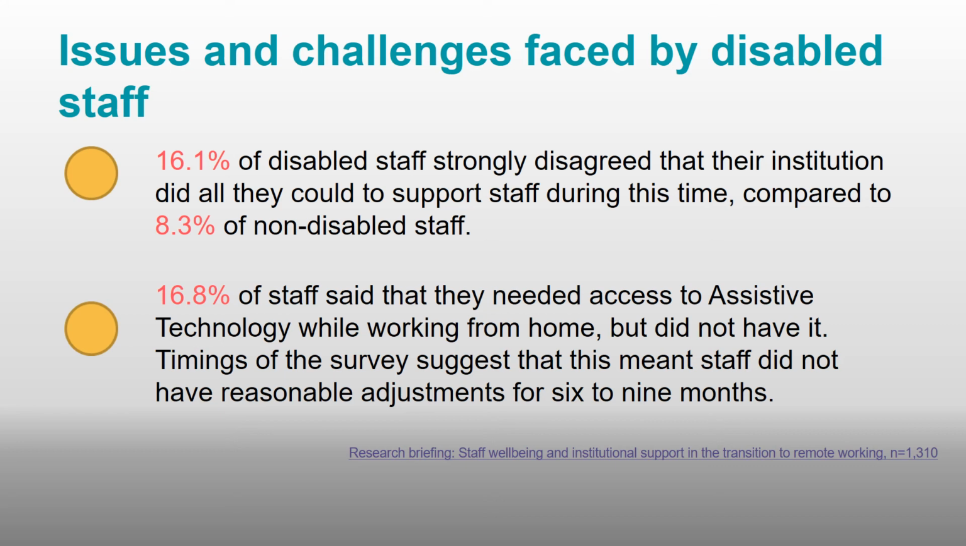Moreover, 16.8% of the respondents said that they needed access to assistive technology while working from home, but did not have it. The timings of the survey suggest that this meant staff did not have reasonable adjustments in place for 6 to 9 months. The full report based on the survey's findings can be accessed on Advance HE's webpage, and I have included the relevant hyperlink in this slide.